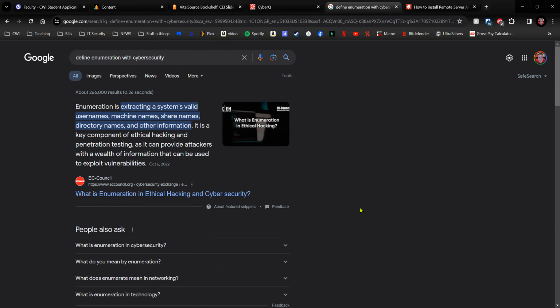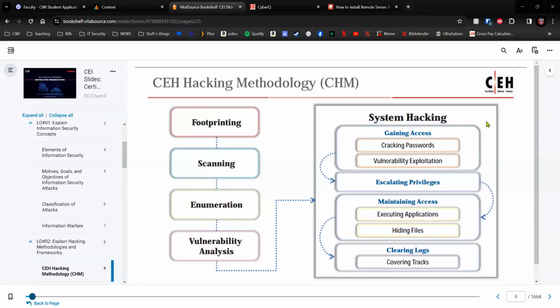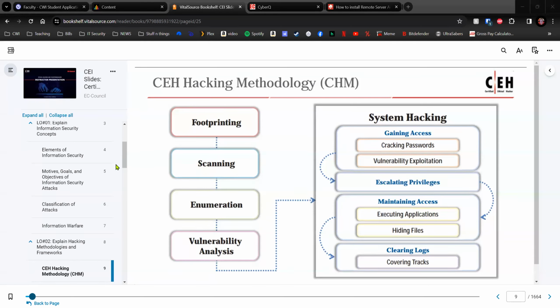Basically, enumeration is you go in, you get everything, and then you pull it out. That's kind of the easiest way to think of it. So machine names, share names, directory names, like it says here. That's enumeration. So you footprint, you scan, then enumeration. After you scan and find where everything is, you pull out the information and then you look for vulnerabilities. Does that make sense? Okay.